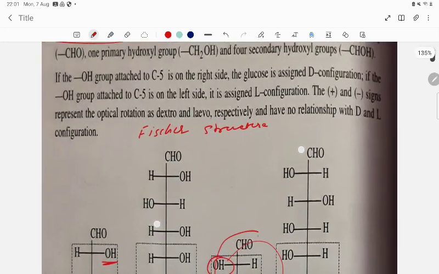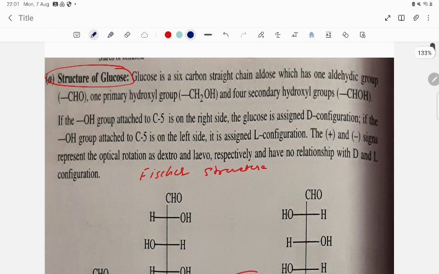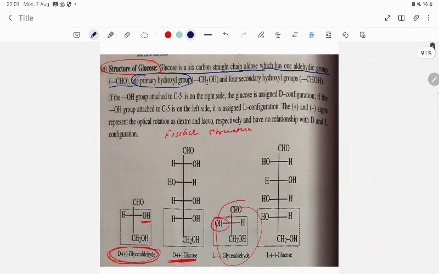Now let us read the slide, what the slide is actually saying. Glucose is a 6 carbon straight chain aldose which has one aldehyde group CHO, one primary hydroxyl group. What is the primary hydroxyl group? That is the OH group, the 1 degree. And 4 secondary hydroxyl groups. So this hydroxyl group, this one and this one, these are secondary.